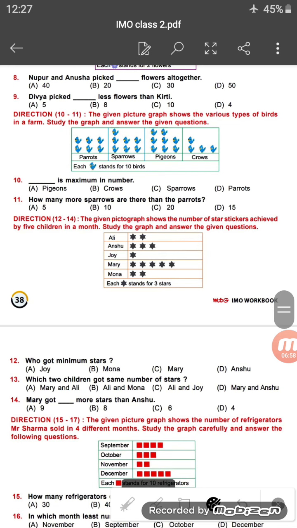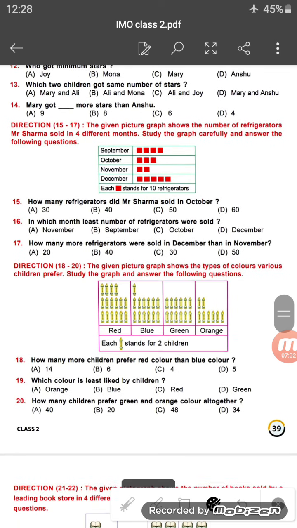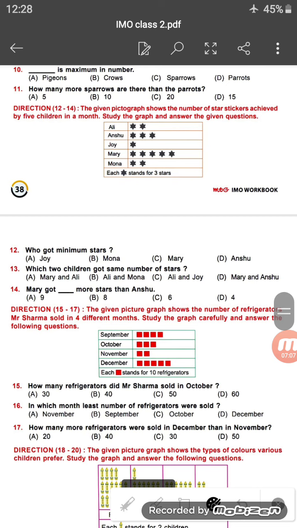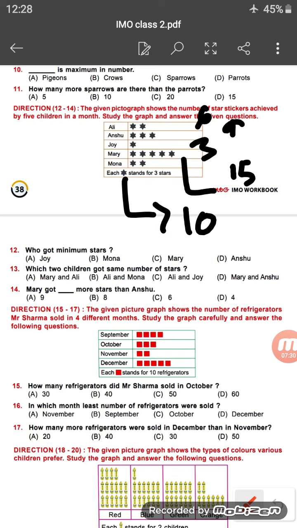Next, in the same way, some pictures are there which you need to see and answer. Here also the same. The pictograph shows the number of stickers and each sticker stands for 3 stars. So Ali has got how many stars? 2 means 3 into 2, 6. Anshu 9. Joy 3. Mary 1 2 3 4 5 means 15. Armona 10.